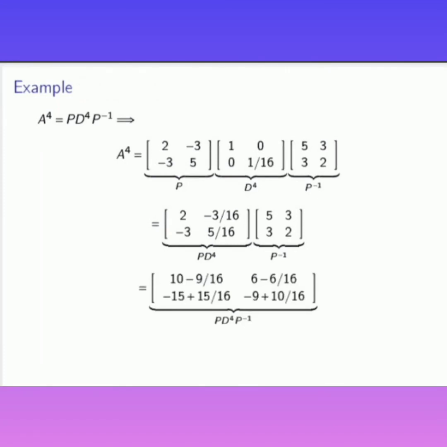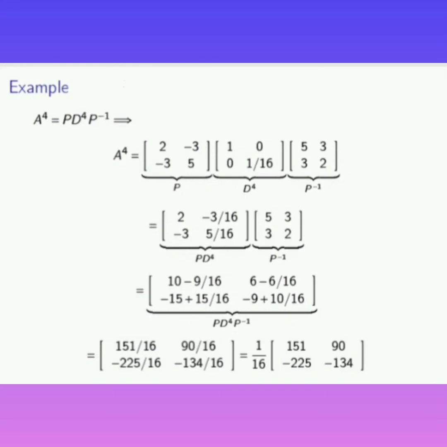On multiplying P D power 4 and P inverse, we get 10 minus 9 by 16, 6 minus 6 by 16, minus 15 plus 15 by 16, minus 9 plus 10 by 16. On further calculation, we get A power 4 is equal to 1 by 16 into matrix of 151, 90, minus 225, minus 134.